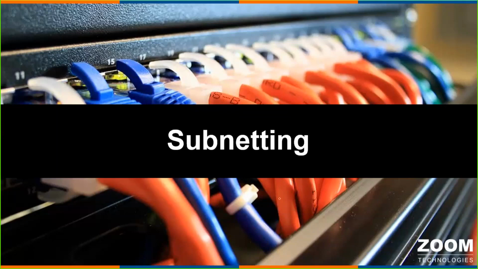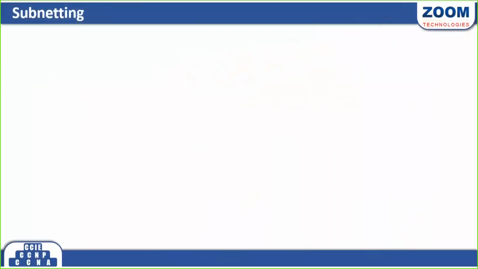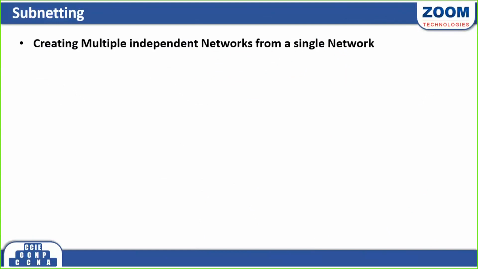So subnetting means creating multiple independent networks from a single network. Same example, this is an apple. How many pieces can you cut it into? As per our requirement. You want to make it into 2 pieces? Yes, you can. Want to make it into 4? Or 10? As per our requirement, we can create multiple pieces. Similarly, from one network, based on our requirement, we can create multiple different networks.